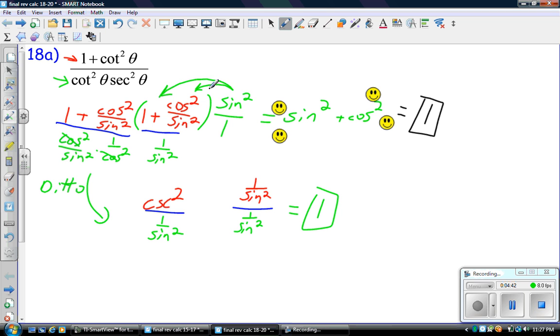A little more work here, but maybe you forget that that's an identity. That's okay. Just converting the sines to cosines works out just fine.